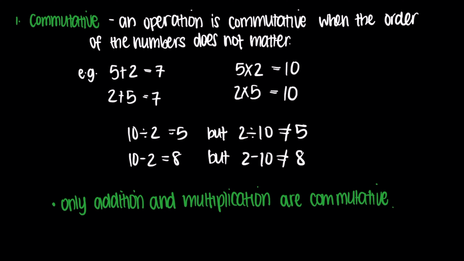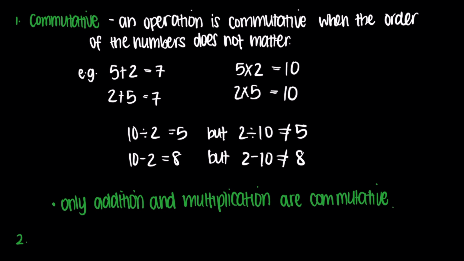We see from the examples above that when we're adding, the order of the terms does not matter. Similarly, when we're multiplying, the order doesn't matter. However, division and subtraction are not commutative because the answer does depend on the order in which you write the numbers.